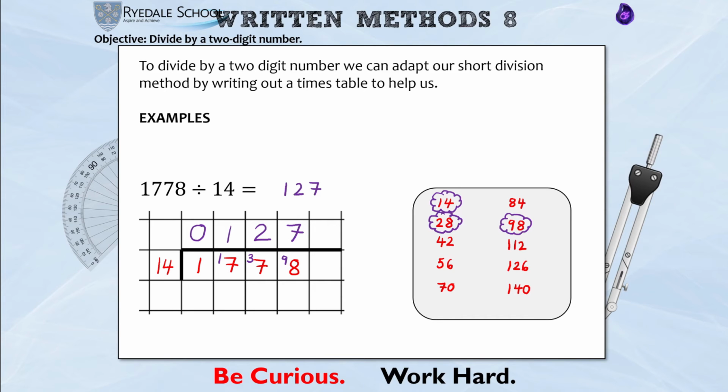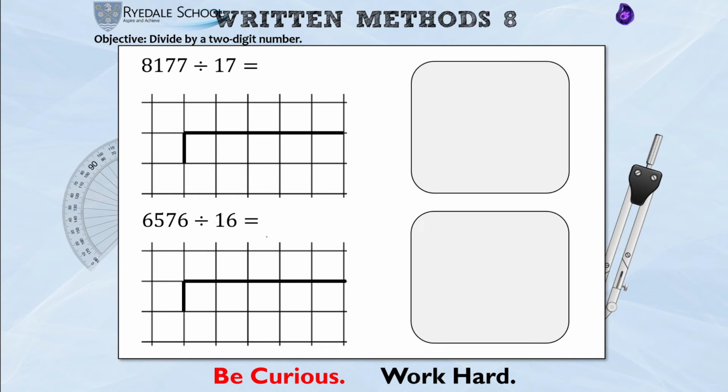Let's look at 2 further examples. So for my next example, I have 8,177, and I'm going to try dividing by 17. And of course, I don't know my 17 times table, so that is going to be my first thing to work out. I'm going to keep adding 17.